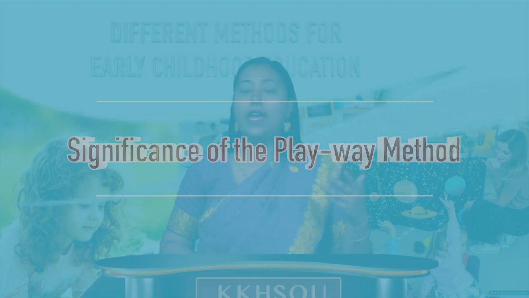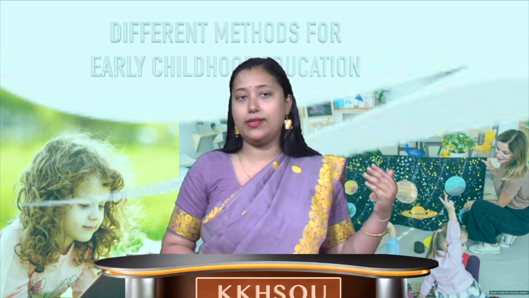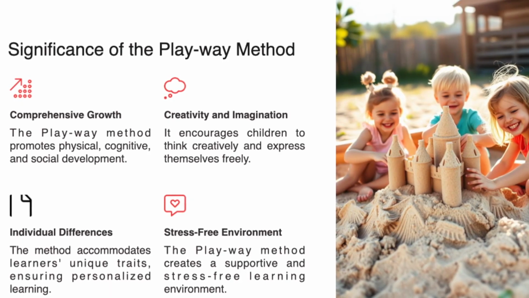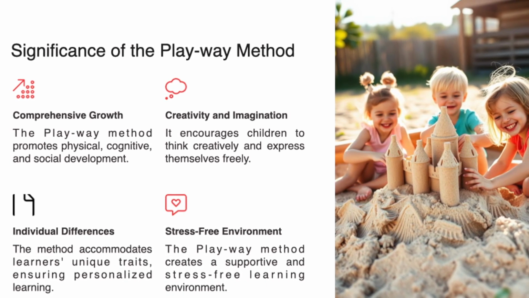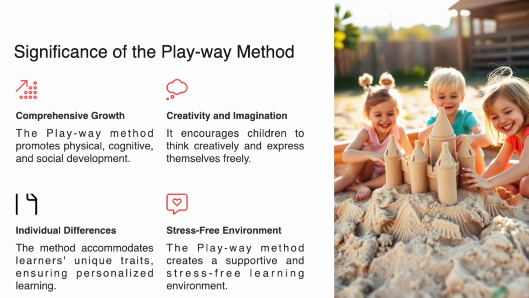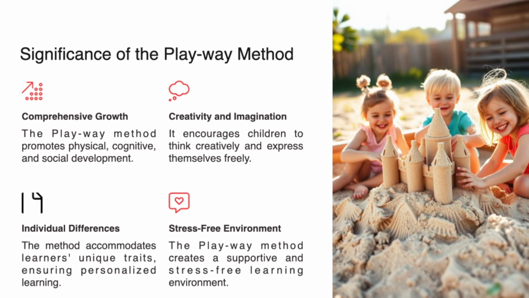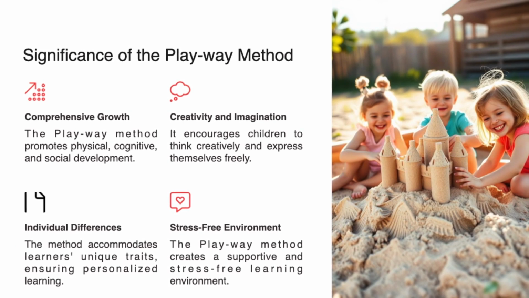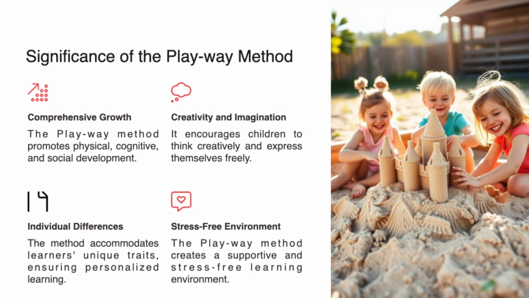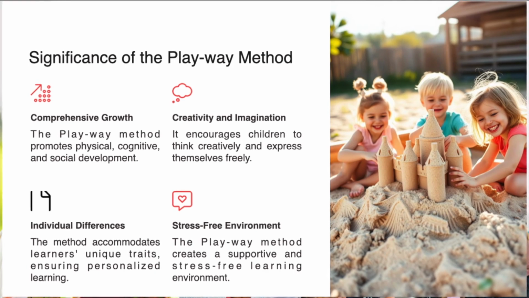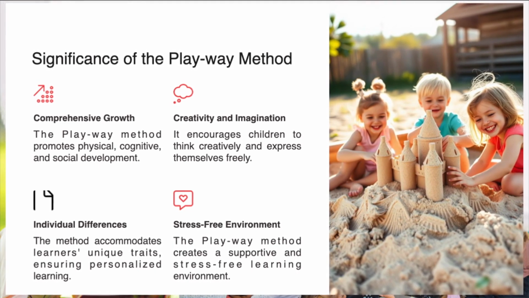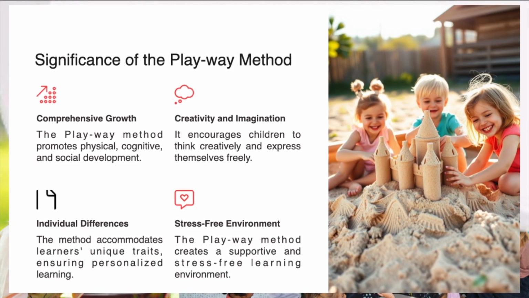Now what is the significance of this method? What happens when we adopt the Playway method in the early childhood stage? When we adopt the Playway method, comprehensive growth of the child takes place. First is comprehensive growth. The Playway method promotes physical, cognitive, and social development. Again, the Playway method also helps in the development of creativity and imagination. How? It encourages children to think creatively and express themselves freely.